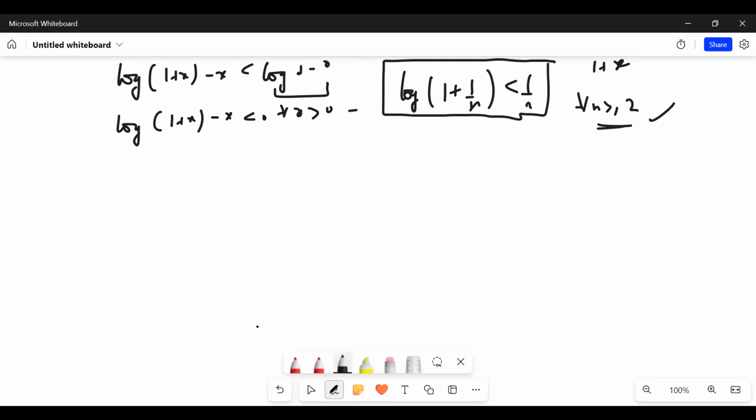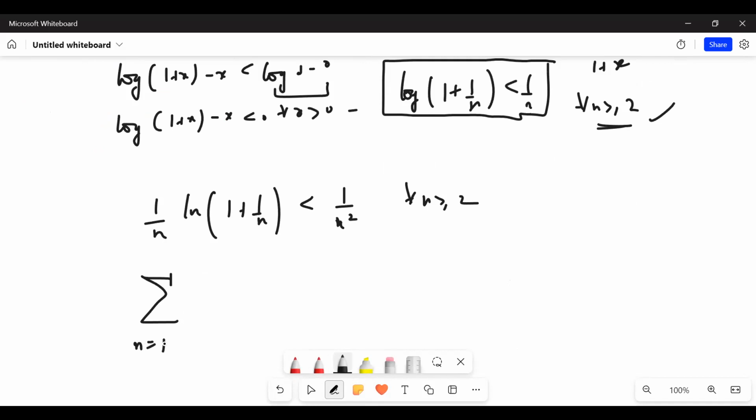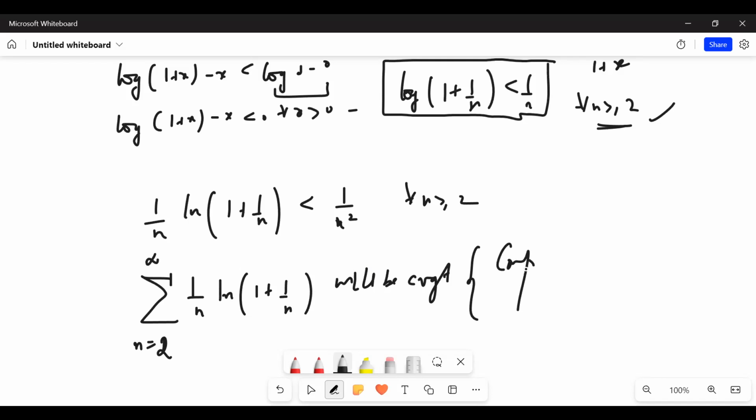I can write that 1 upon n log of 1 plus 1 upon n can be written less than 1 upon n square for all n greater than equal to 2. It implies that summation n equals to 2 to infinity 1 upon n ln of 1 plus 1 upon n will be a convergence series by comparison test. I hope it is clear.